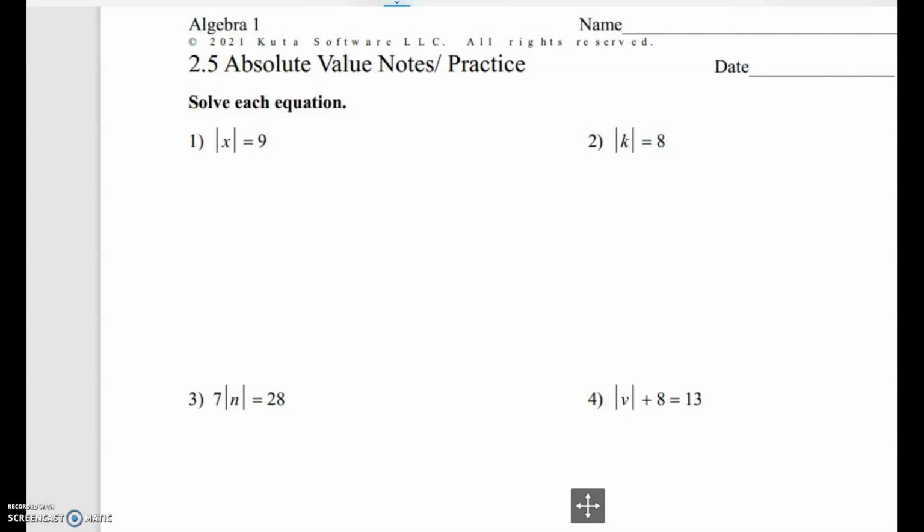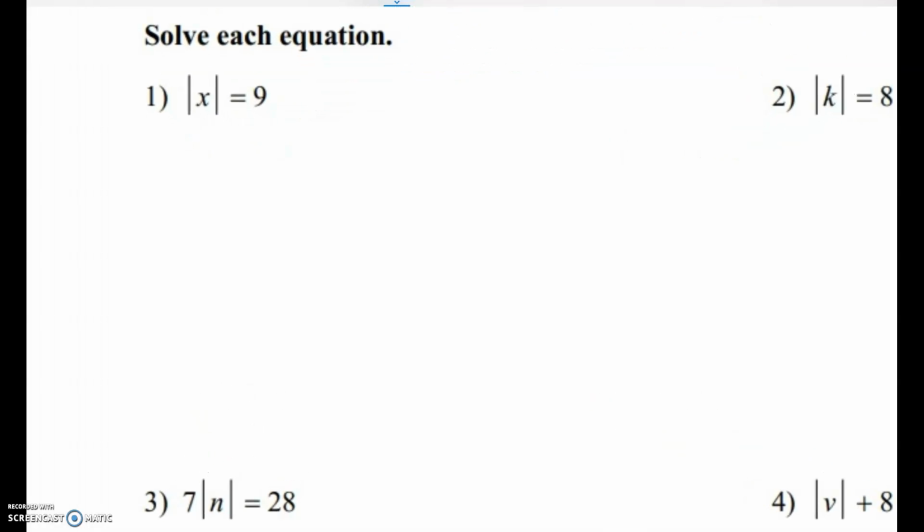In this video, we're going over lesson 2.5, absolute value equations. What we're going to do is the front side is going to be the notes. Make sure you're following along with me, filling out the front side, and then the back side is going to be the assignment. Question number 1, solve each equation.